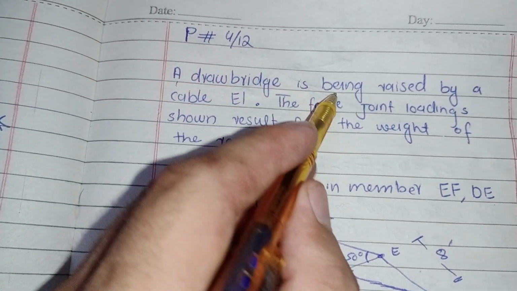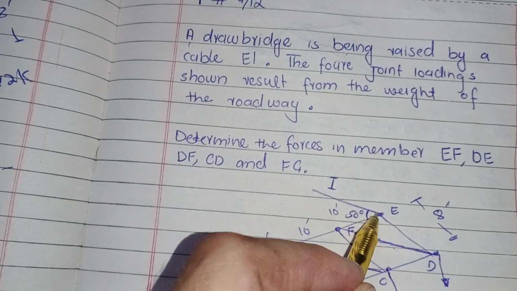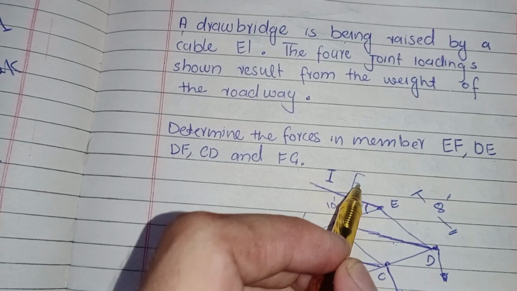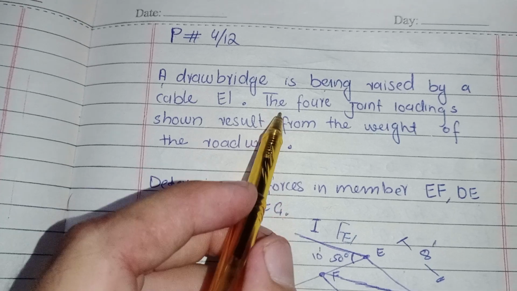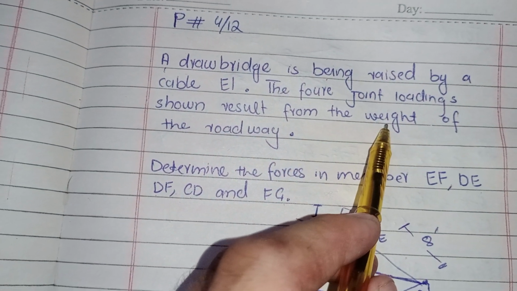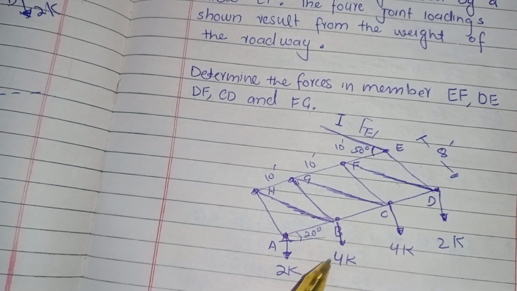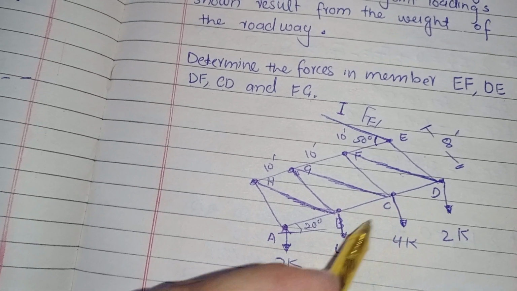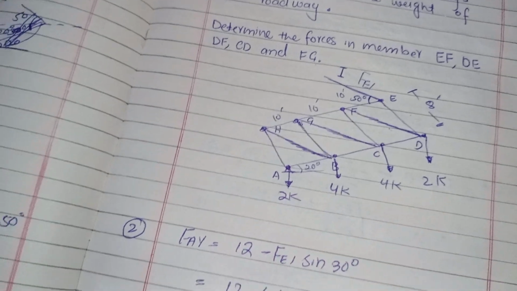A drawbridge is being raised by a cable EI. Let's say it is a cable with a force FEI acting on it. The four joint loading is shown, resulting from the weight of the roadway. This is a 4-kip load, loaded at point 4. The bridge has 4 points: 2 kips, 4 kips, 4 kips, and 2 kips.